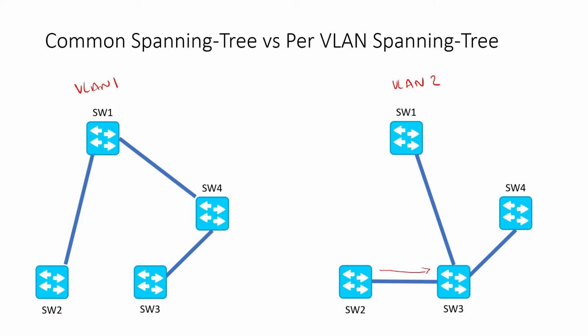And if you were to create another VLAN like VLAN 3, VLAN 3 is going to get its own tree. And it may look like the tree VLAN 1 got built. It may look like the tree VLAN 2 got built. It may be completely different. It just depends on how Spanning Tree wants to build the tree for VLAN 3. But the key is every VLAN is going to have its own tree. You're not just going to have one tree that Spanning Tree builds that every VLAN has to use. With Per VLAN Spanning-Tree, every VLAN is going to have its own tree.